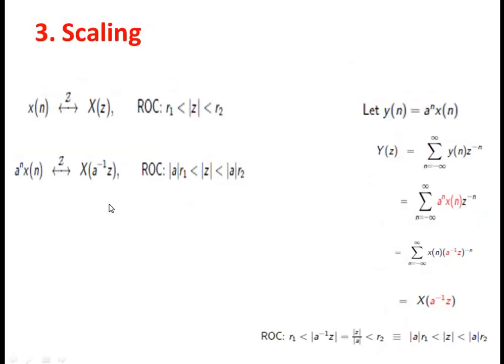So the third one is the scaling property. Again we are going to add some multiplication with the input signal. Here we are having a power n, so the output is x of z divided by a. If you are having a power n in the numerator, here we will be getting the same value in the denominator. Okay, so again you can take this left hand side as y of n, that's the input, and in this general formula you can replace y of n by a power n x of n.